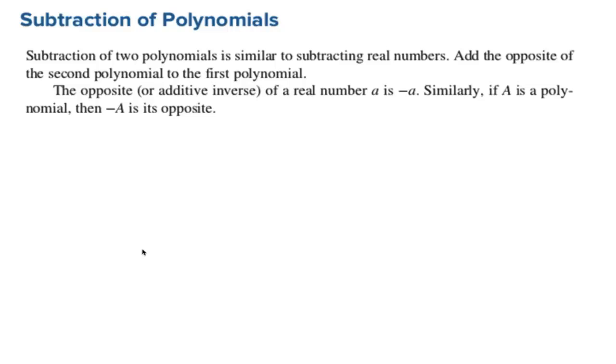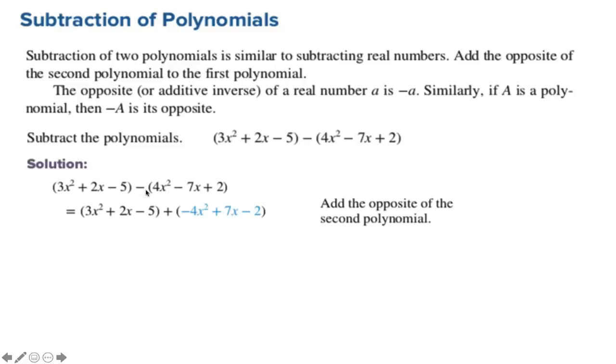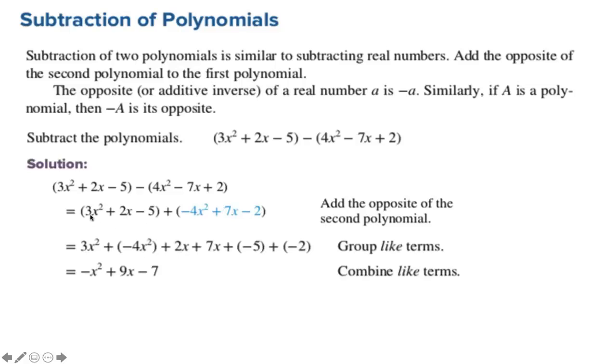Subtracting is the same thing, except now we are subtracting instead of adding. The one thing we have to be really careful about is that when I subtract a polynomial, the subtraction is applied to all the terms, so this negative distributes to each term. For example, minus 4x squared, minus a minus becomes a positive 7x, and minus 2 becomes minus 2 here. Then we can combine like terms by adding. So 3x squared plus negative 4x squared is negative x squared, 2x plus 7x is 9x, and negative 5 minus 2 is negative 7.